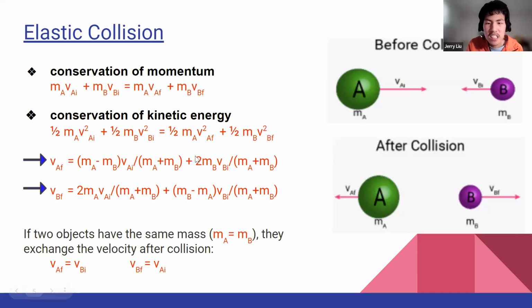You have elastic, where both momentum and kinetic energy are completely conserved. And for a one-dimensional elastic collision, the sums of the velocities actually become the same if you derive that from the conservation of kinetic energy and the conservation of momentum formulas.